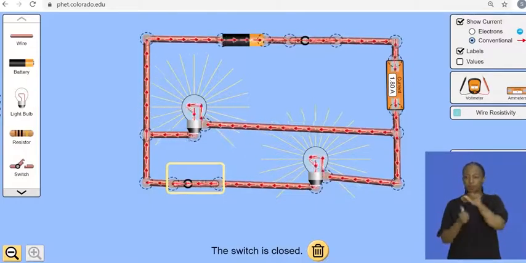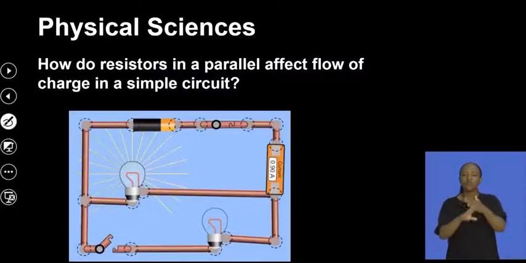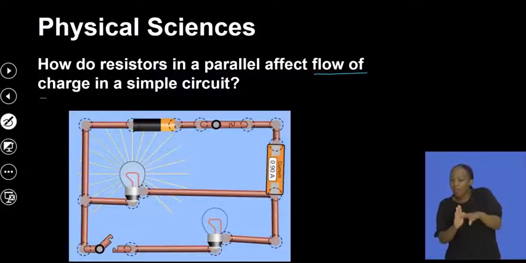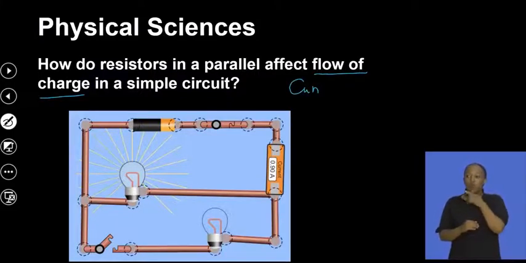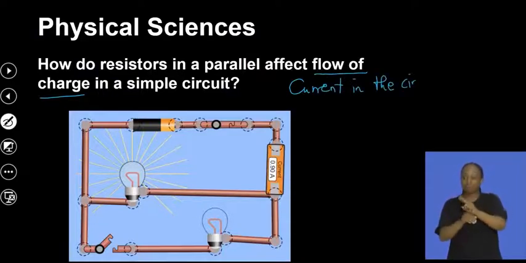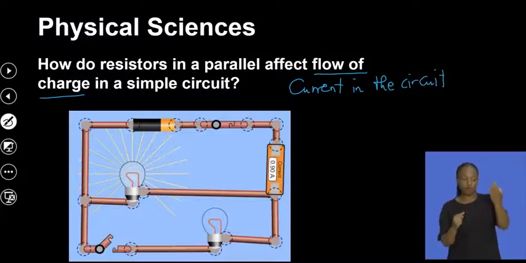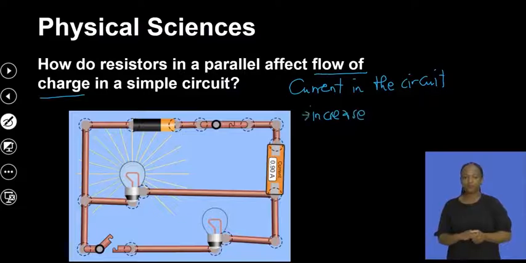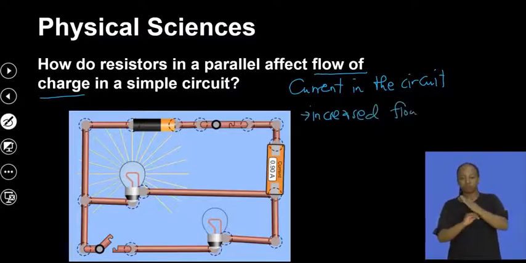So if we go back to our slide, the question that we asked ourselves: how do resistors in parallel affect the flow of charge? And what is this flow of charge, okay? In not so many words, this flow of charge is actually the current in the circuit. Now, by connecting another identical resistor in parallel to light bulb 1, that has actually increased the current flow. This results in increased flow of charge, okay?